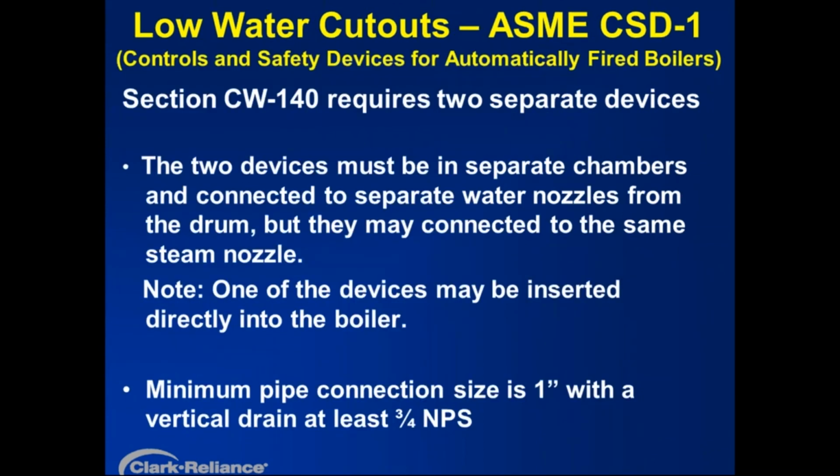On low water cutouts, there's a separate ASME publication called CSD1, Controls and Safety Devices for Automatically Fired Boilers. When it comes to low water cutouts, they require 2 separate devices, one primary and one secondary. Each of those devices can share the same steam nozzle feed coming off the vessel, but they must have separate water feed nozzles coming from the vessel. In the event that one water leg gets restricted, it would not take out both devices. Minimum piping is 1 inch. Minimum drain size is at least 3/4 inch on these devices.